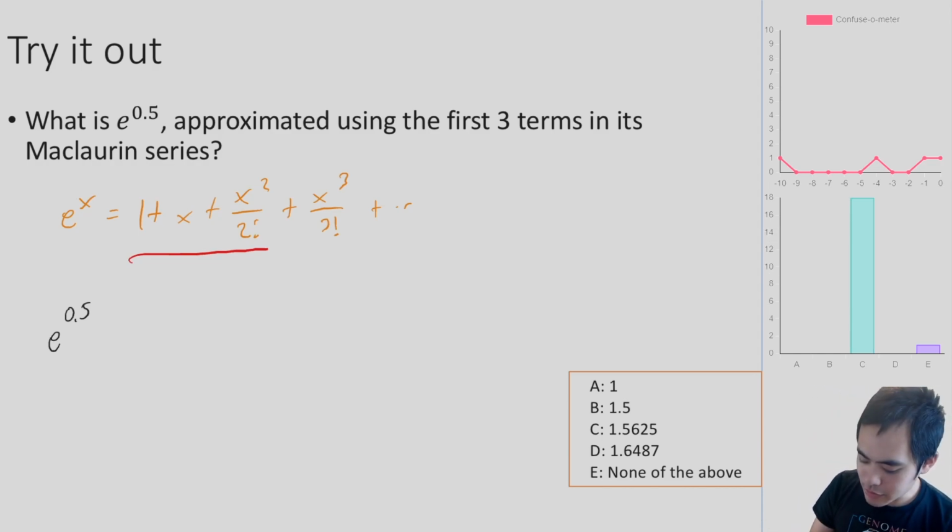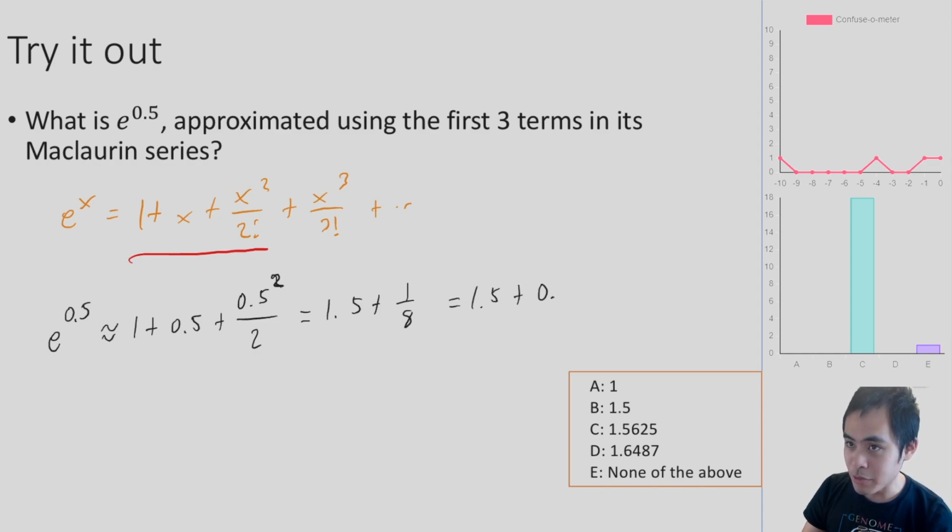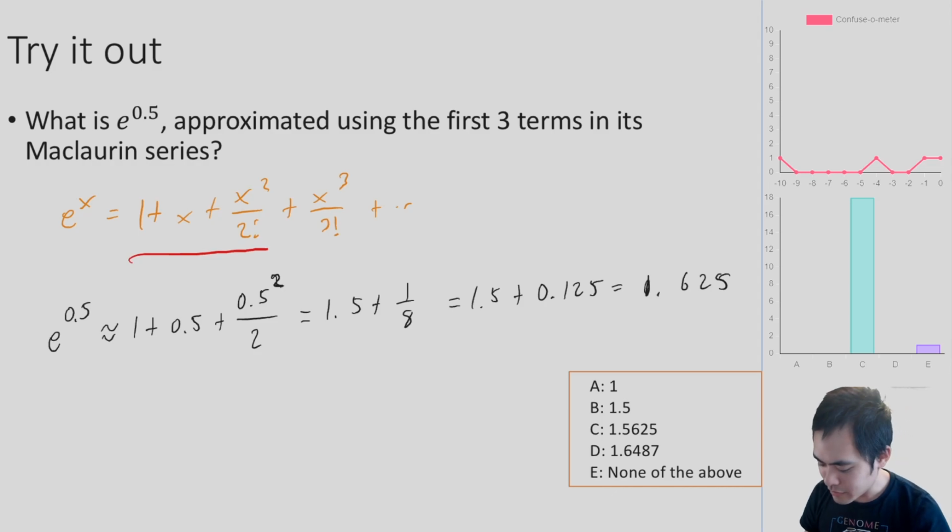Okay, good. So e to the 0.5 is approximately equal to 1 plus 0.5 plus 0.5 squared over 2 factorial. 2 factorial is just 2 times 1. Oh, wait a moment. I made a mistake. Okay, 2 factorial is equal to 2. So that's 1.5 plus 1 over 8, which is equal to 1.5 plus 0.125, which is equal to 1.625, which is none of these.